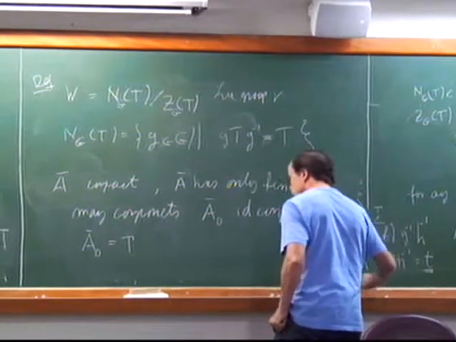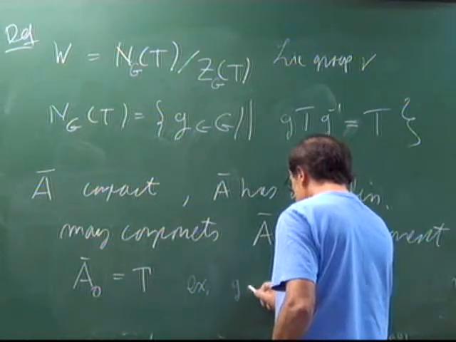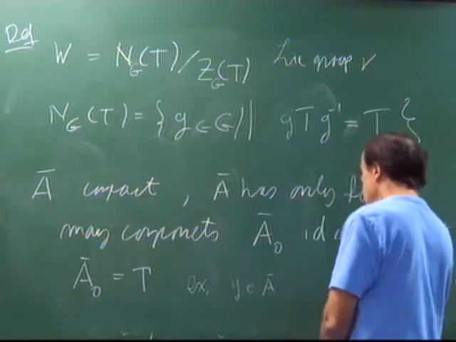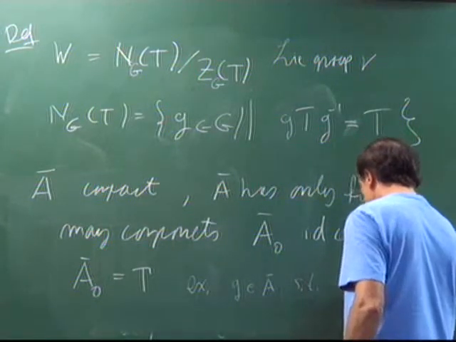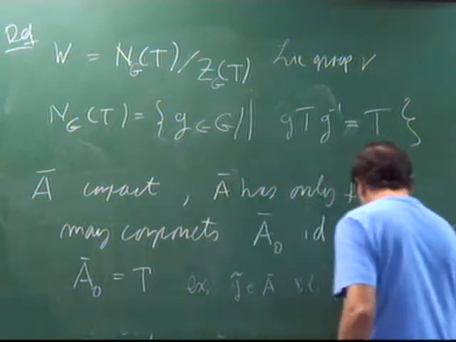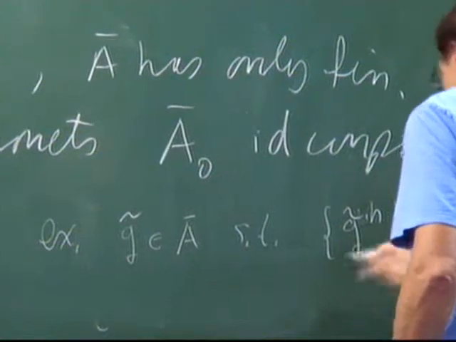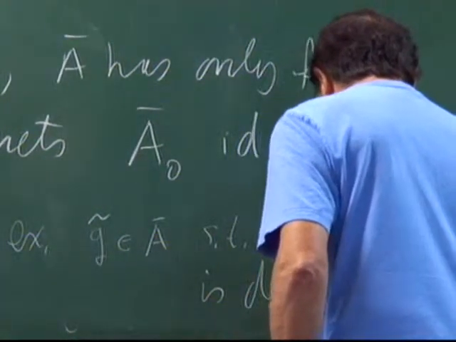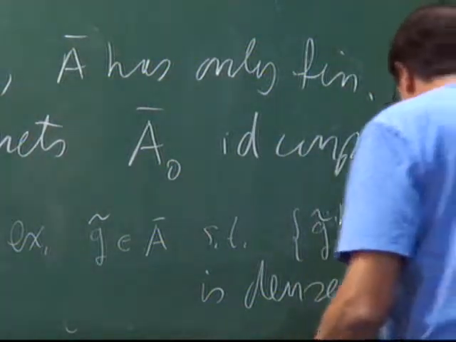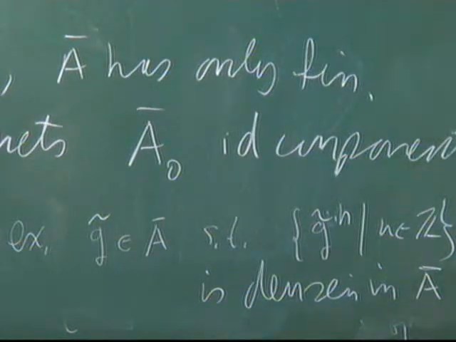I claim this implies there exists a g tilde in A bar such that the set of all powers of g tilde, for all n in Z, is dense in A bar. So let's think about why this should be the case.